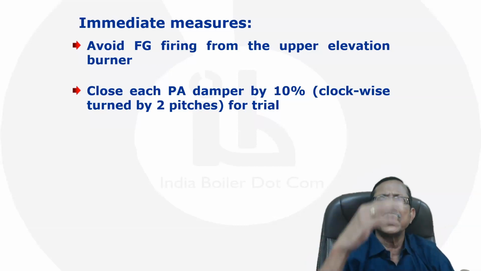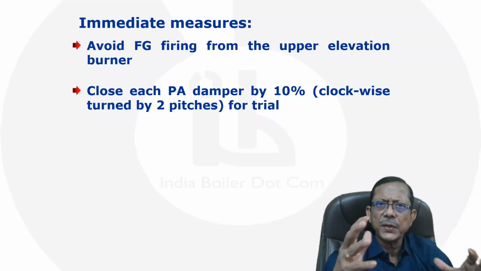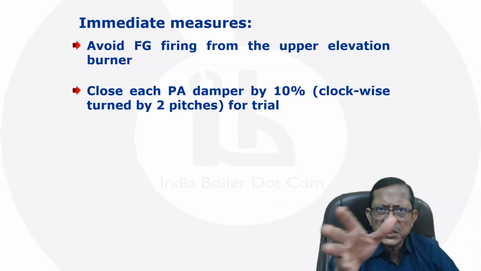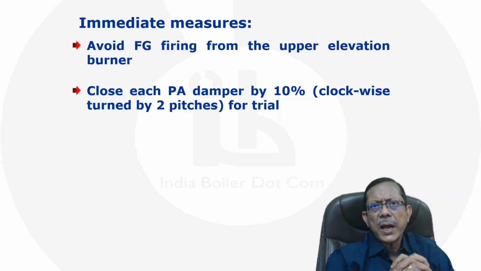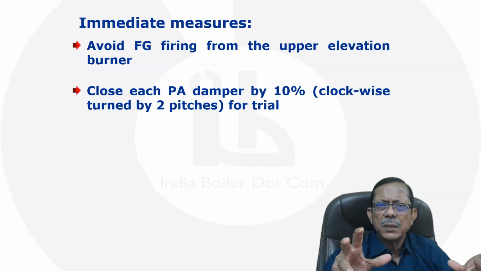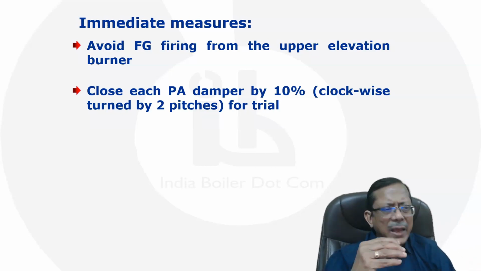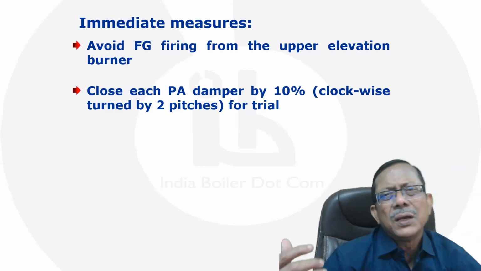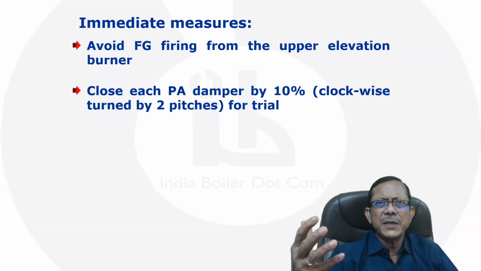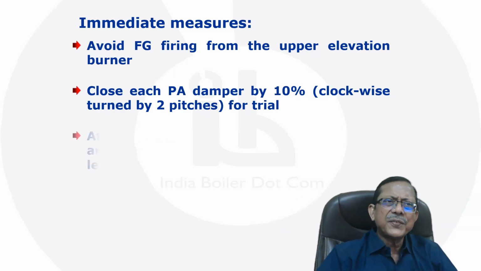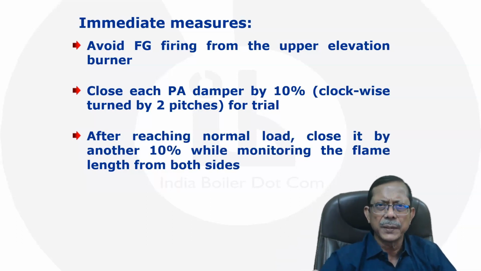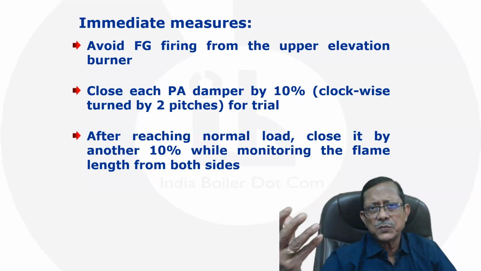The PA takes it away faster, right, and that is one of the reasons that can lead to a longer flame, in addition to the atomization issue which I have discussed. So I have suggested that you close it by 2 turns, so by 10% margin, and see what the condition of the flame is. If they find that the flame condition has improved, then after they reach the final load, they can close it by another 10% and see what the flame condition is. So that is one suggestion.